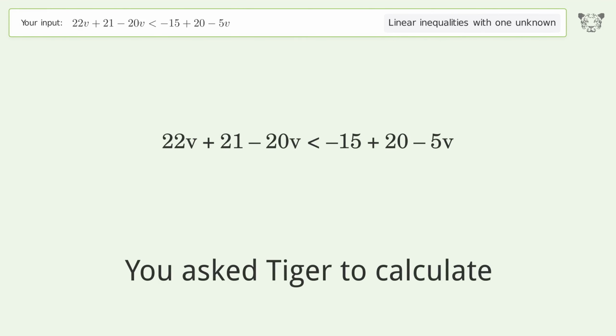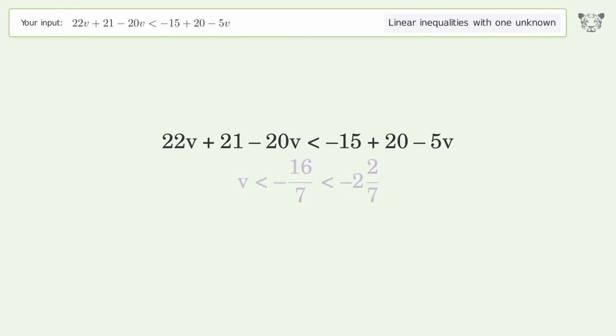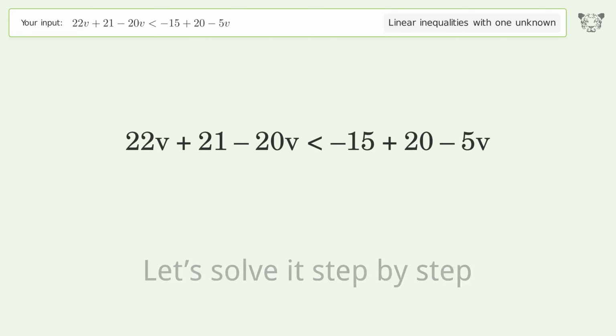You ask Tiger to calculate. This deals with linear inequalities with one unknown. The final result is v smaller than -16/7 smaller than -22/7. Let's solve it step by step.